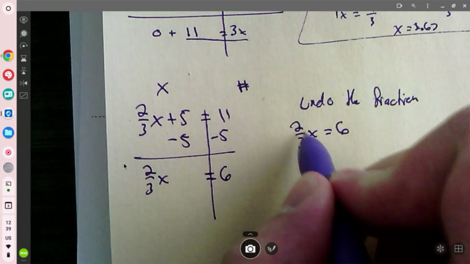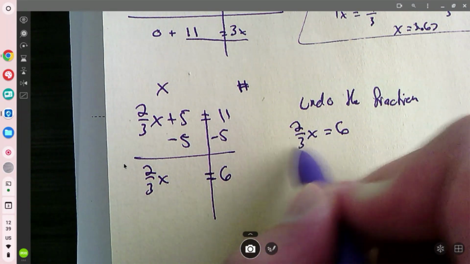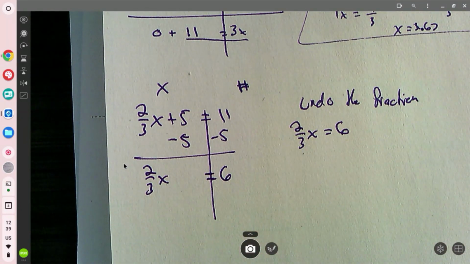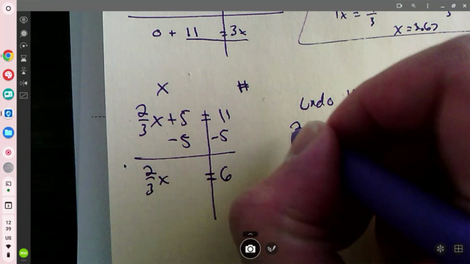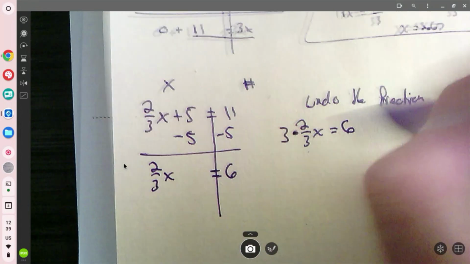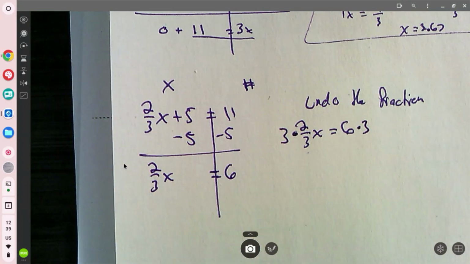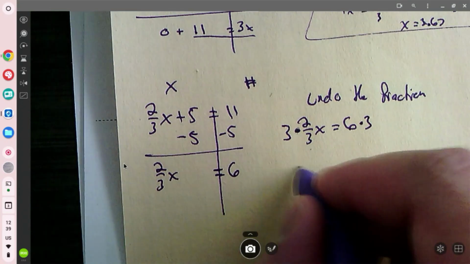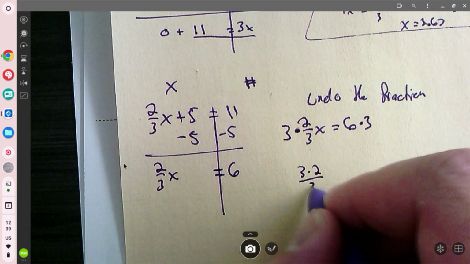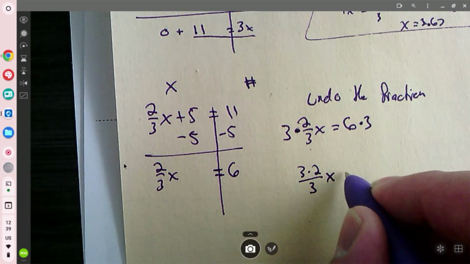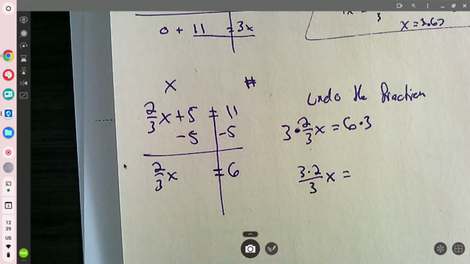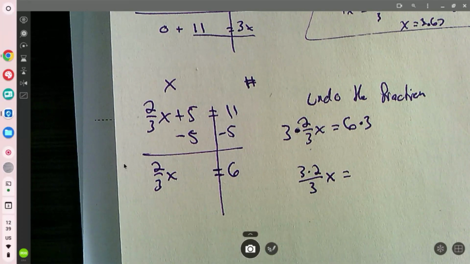Okay, so right here, this dividing by 3. What's the opposite of dividing by 3? Multiplying. So let's go ahead and multiply both sides by 3. So we will get 3 times 2 divided by 3, x, is equal to 6 times 3. What's 6 times 3 equal to?